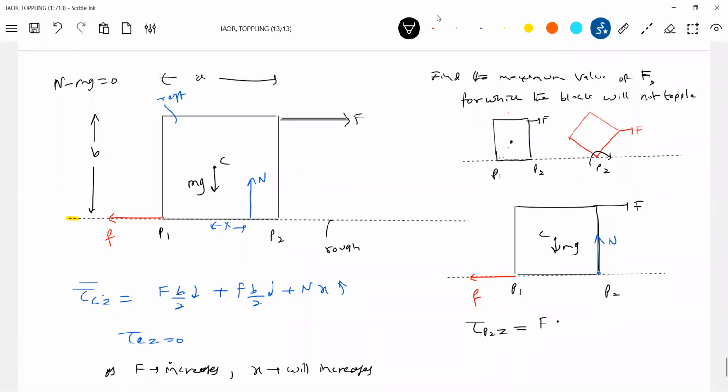F into b by 2, or say F into b. Perpendicular distance, this length is b, no? So this should be all the torque clockwise, plus mg into a by 2, which will be anti-clockwise. And this is equal to 0. So I'll call this F as maximum.